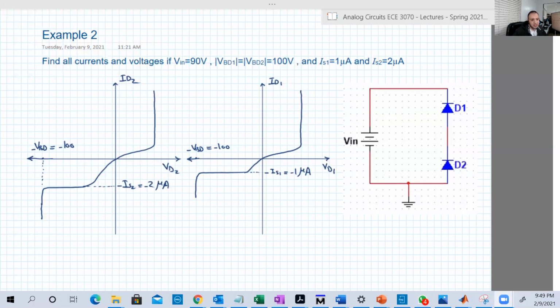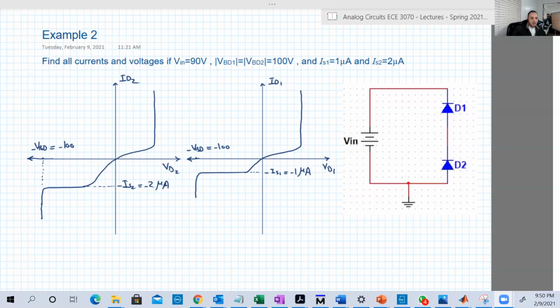Hello guys, so this is the third part of lecture 6 and our second example. In the first example, we made our first circuit analysis in that course for a circuit that has a diode connected in forward bias. Forward means the positive terminal of the source is closer to the P side, and the negative terminal of the source is closer to the N side.